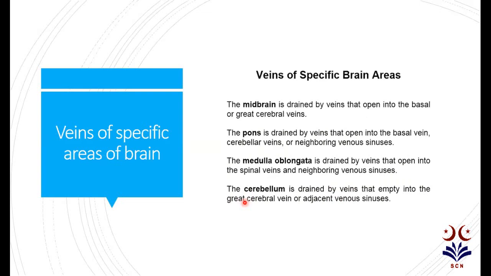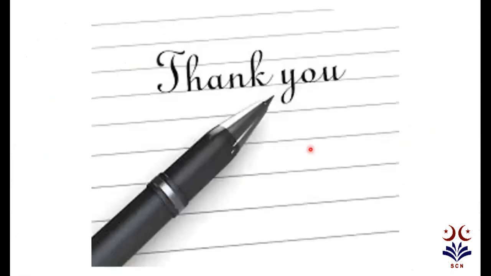So, veins of the specific brain areas. The midbrain is drained by veins that open into the basal or great cerebral veins. The pons is drained by veins that open into the basal vein, cerebellar vein, or the neighboring venous sinuses. The medulla is drained by veins that open into the spinal vein and the neighboring venous sinuses. The cerebellum is drained by veins that empty into the great cerebral vein or adjacent venous sinuses.